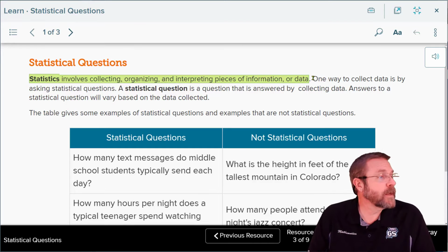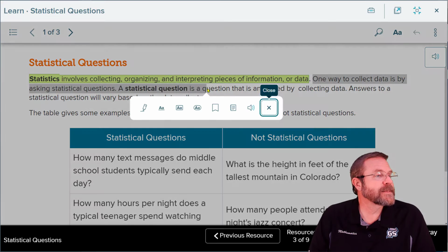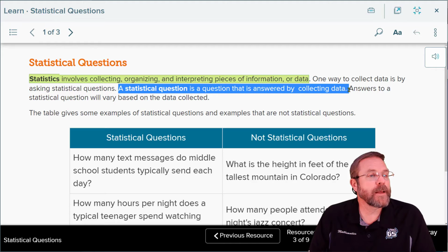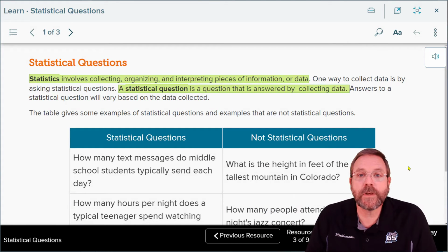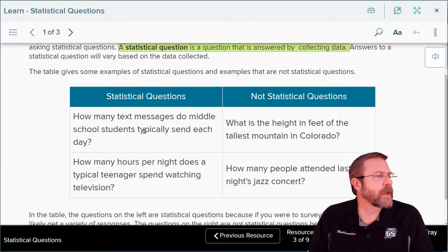One way to collect data is by statistical questions. A statistical question, here we go, is a question that is answered by collecting data. So you have to ask people or research something in order to collect your data. Answers to statistical questions will vary based on the data collected.